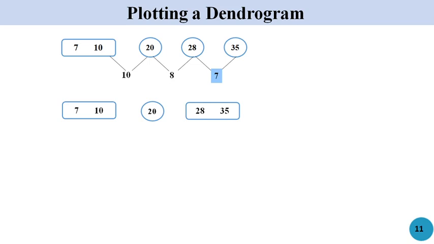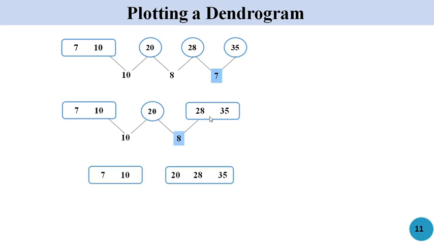Now I'll repeat the same process. The distance between these two clusters would be 10 and the distance between these two clusters would be 8. Among these two, 8 is the smallest distance. So I'll combine 20, 28 and 35 data points into one single cluster. And finally, the distance between these two clusters would be 10. So I'll combine them together and finally form one single cluster out of the given data points.